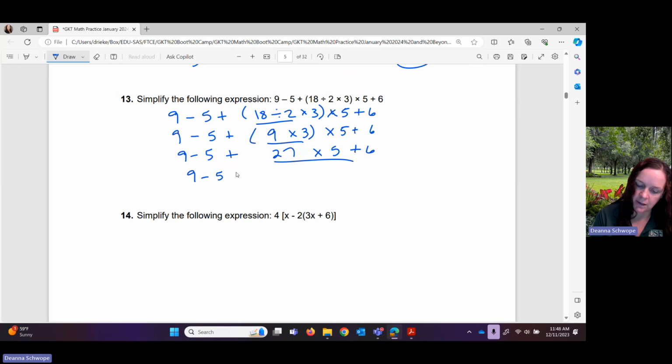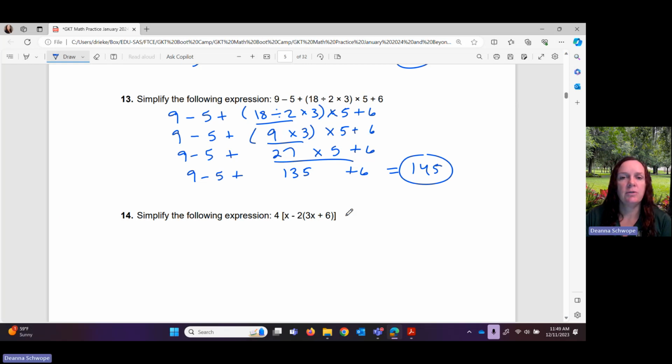So it becomes 9 minus 5 plus 135 plus 6. And now I'm just going to go left to right. 9 minus 5 plus 135 plus 6. And the answer is 145.